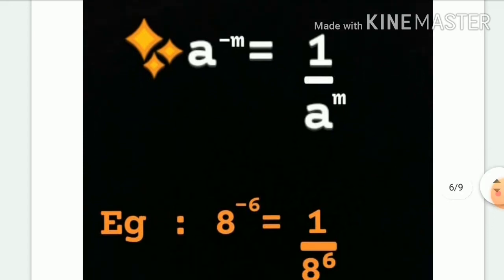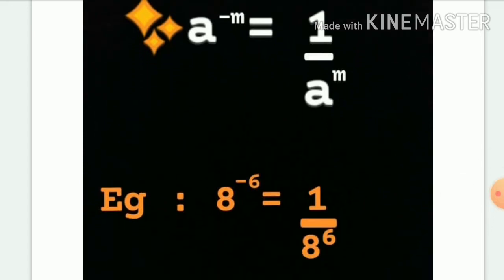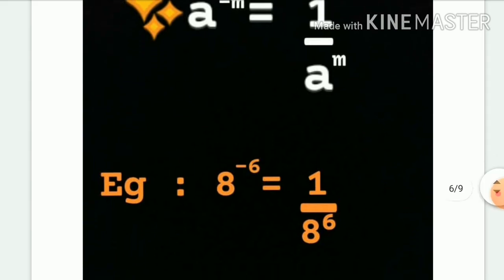Okay, so how to write? 8 raised to minus 6, if I write 1 upon 8 raised to minus 6, this is one and the same thing. So 8 raised to minus 6 is now inverted. If it is inverted, then what happens? The index becomes positive. Okay, so 8 raised to minus 6 equals 1 upon 8 raised to positive 6.